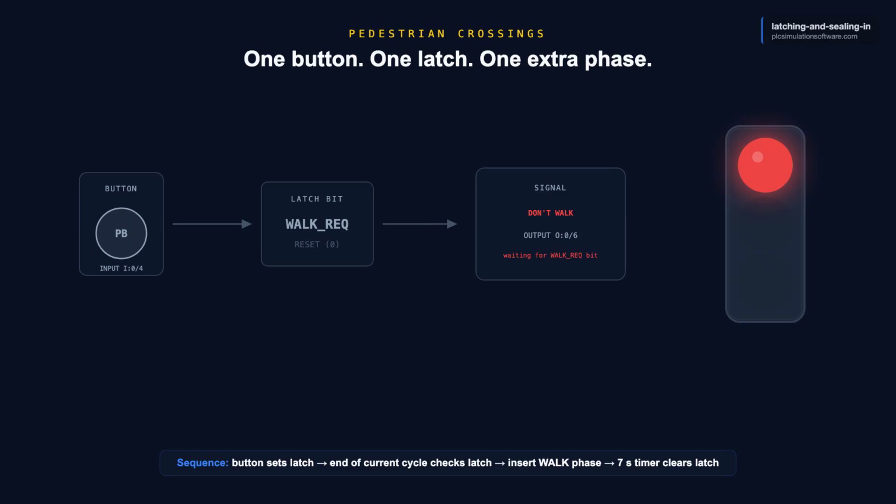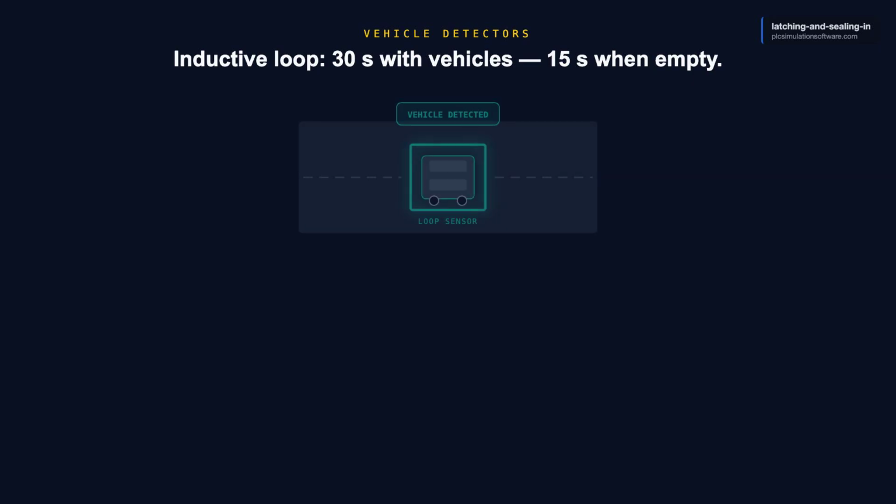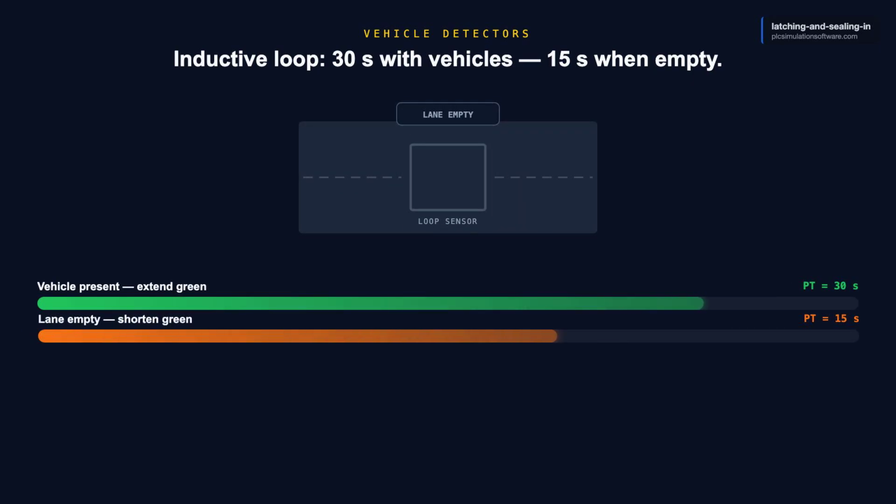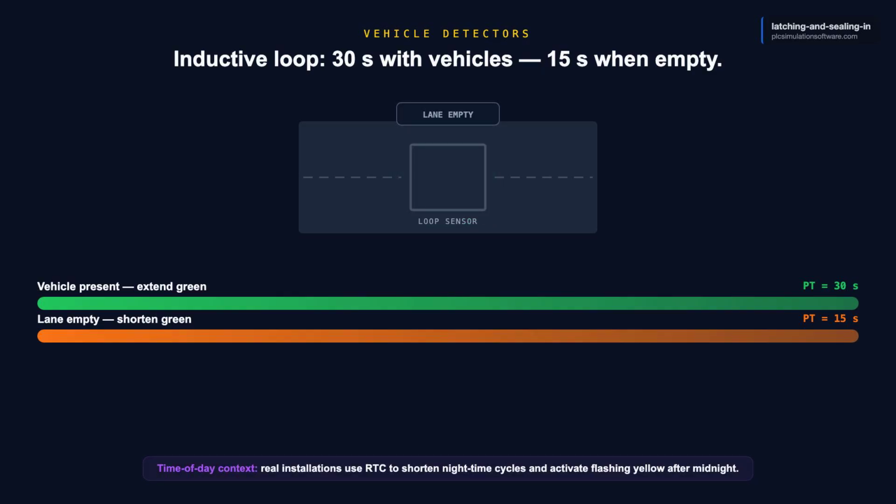Edge case number 2 is the vehicle detector, an inductive loop under the east-west road. If the loop has detected no vehicles in the past 60 seconds, the east-west green phase is cut short, from 30 seconds down to 15. This is how real intersections give priority to the busy direction.